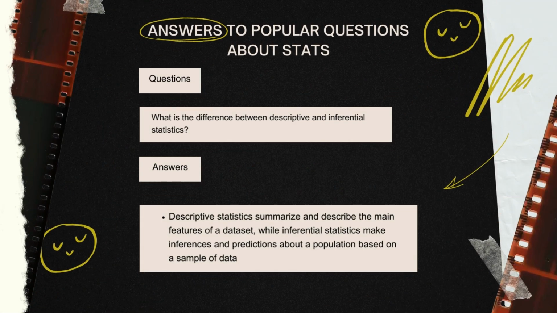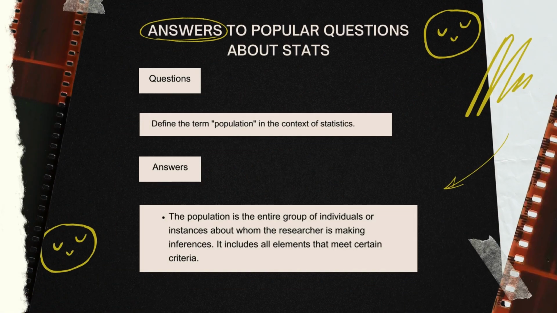Question: What is the difference between descriptive and inferential statistics? Answer: Descriptive statistics summarize and describe the main features of a dataset, while inferential statistics make inferences and predictions about a population based on a sample of data.